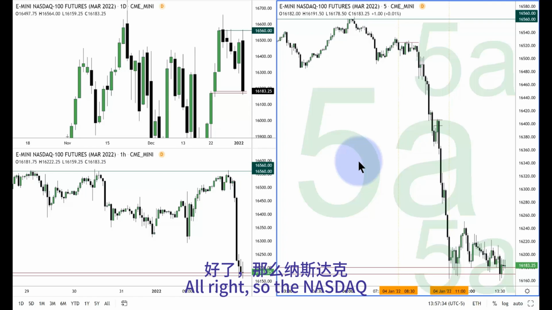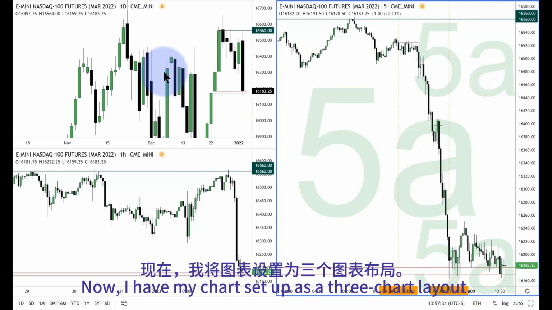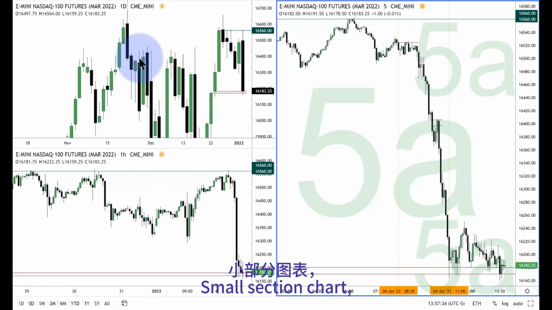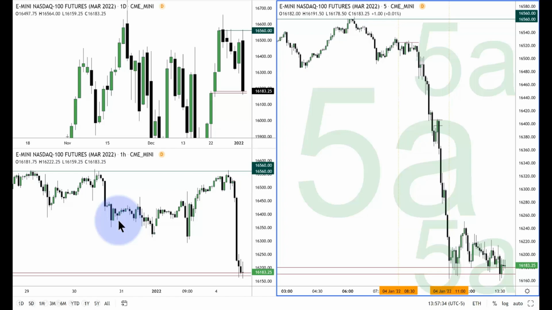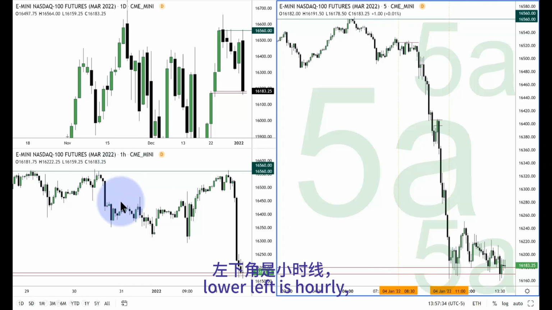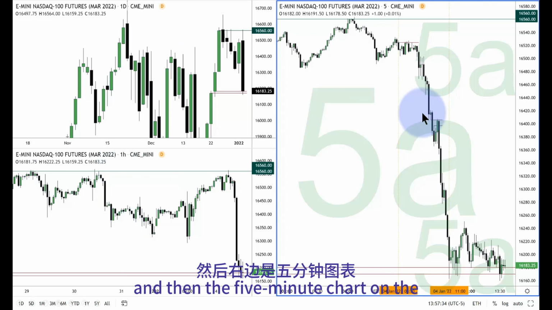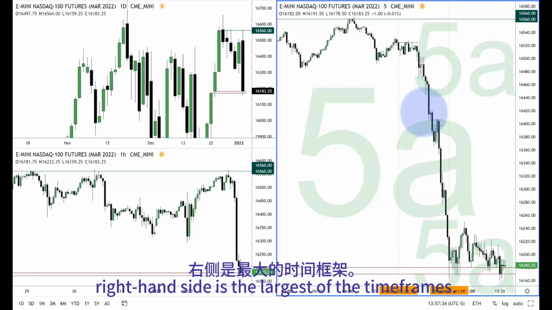All right, so the NASDAQ futures contract, upper left hand corner. Now I have my chart set up as a 3 chart layout. Small section chart, another quarter panel down in the lower left hand corner is another chart. Here is the hourly. So upper left is daily, lower left is hourly, and then the 5-minute chart on the right hand side is the largest of the time frames.